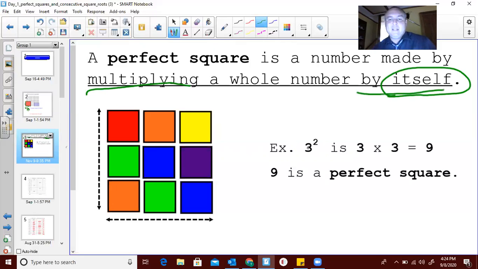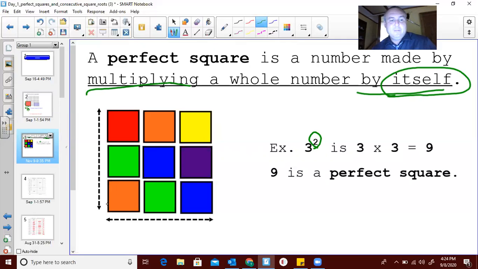So here we have an example, 3 squared right here, right? So this 2 means that you're going to have 3 times itself. You're going to have 2 3s, 3 times 3, which is going to equal 9. And you can see that 9 is then a perfect square.